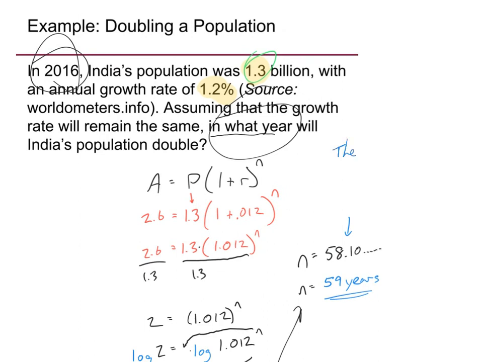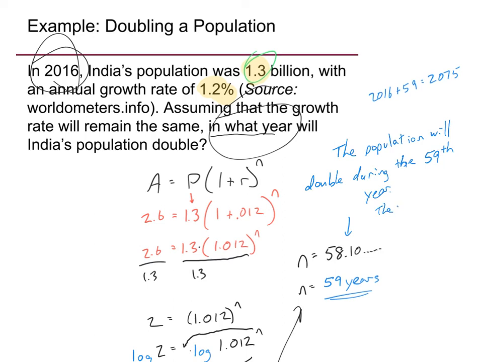The population will double during the 59th year. There we go, 59th year. Okay, and what year is that? Well, if I take 2016 plus 59, 2016 add 59, you get 2075. That would be the year.